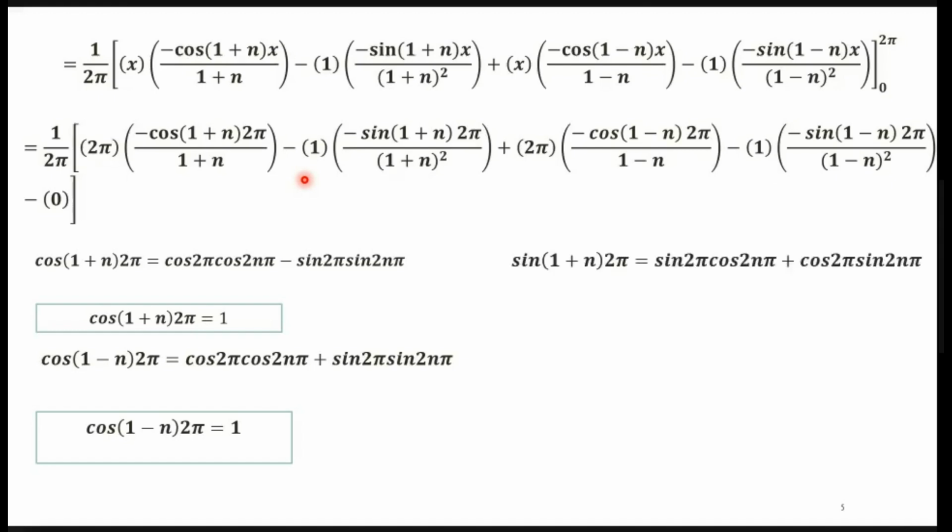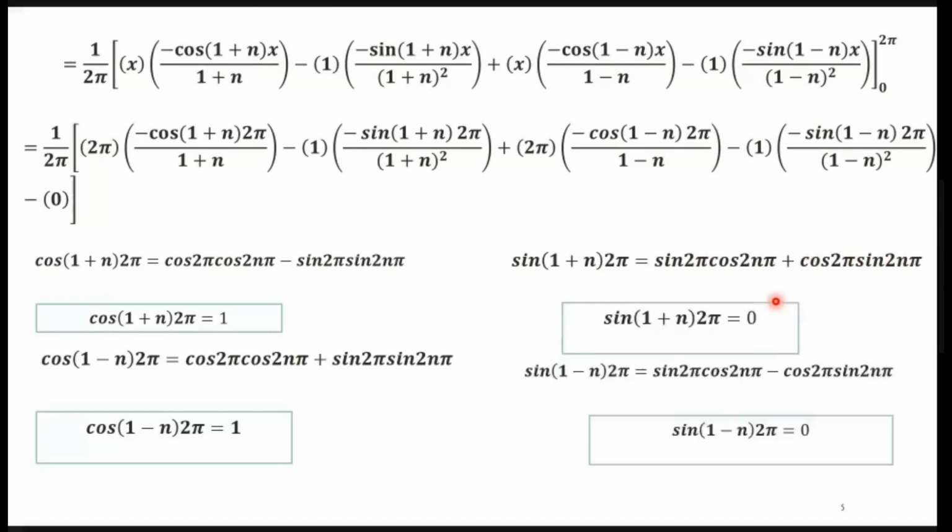Similarly, अगर sin का हमने expand किया तो sin a plus b. अगर 2 pi को अंदर लेने के बाद sin of a plus b का फॉर्मूला यूज करना है तो sin a cos b plus cos a sin b. Again, sin 2 pi is 0, cos 2 pi is 1, but sin 2n pi is 0. So both the terms will become 0. We will get 0. Similarly, this is also equal to 0. Okay? You can do it directly.